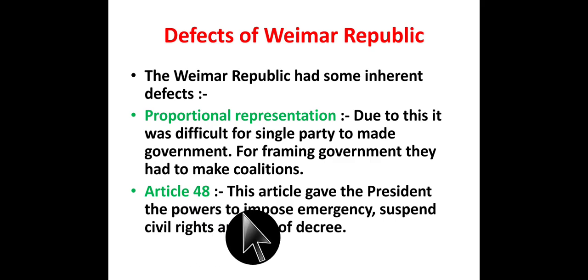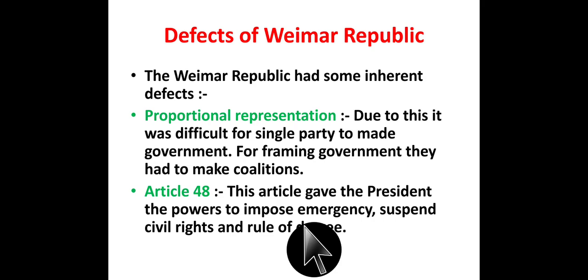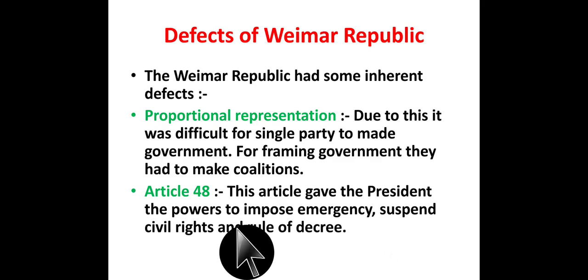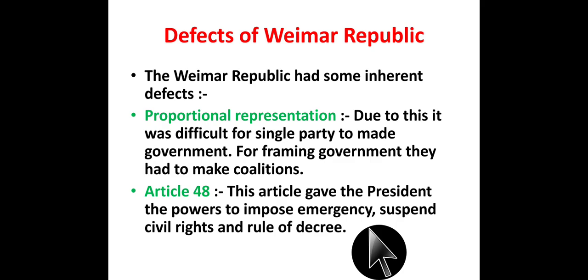Article 48 gave the president the power to impose emergency, suspend civil rights, and rule by decree. Another inherent defect of the Weimar Republic is that the president was given too much power. According to Article 48, the president had power to impose emergency at any time. He could suspend civil rights and use rule by decree. And often the president of Germany used this article. So it led to instability in the political arena also.